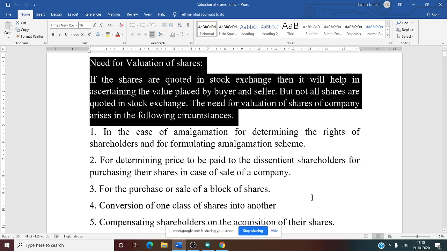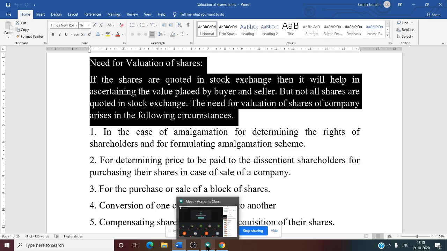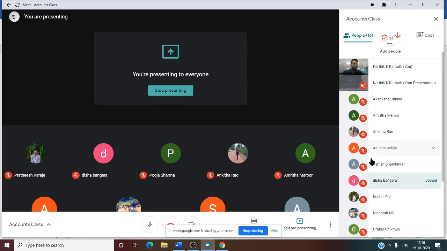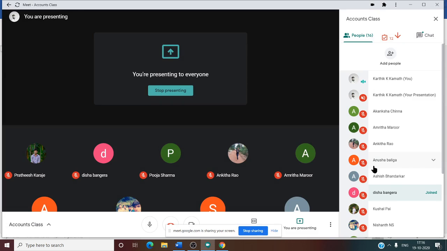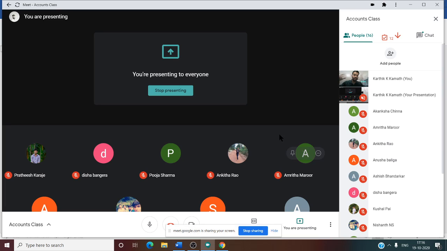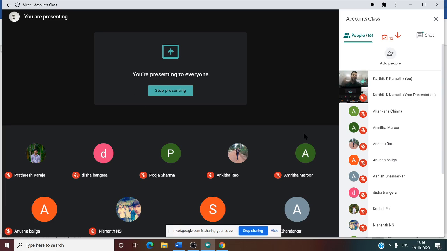How are you going to value the share after winding up of the company? That we need to see. Can you tell me how you are going to value the share after winding up? That means all the activities of the company are closed. Then what happens?